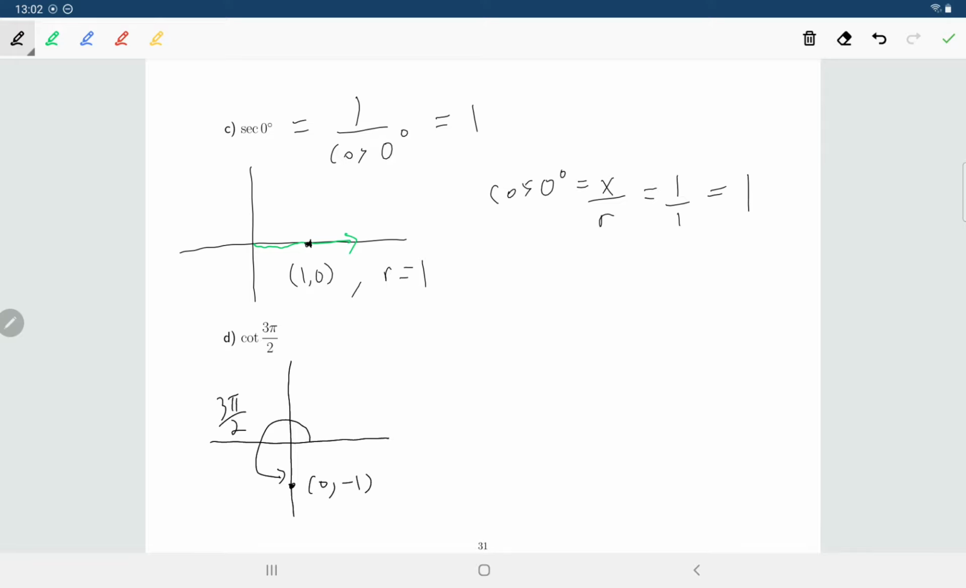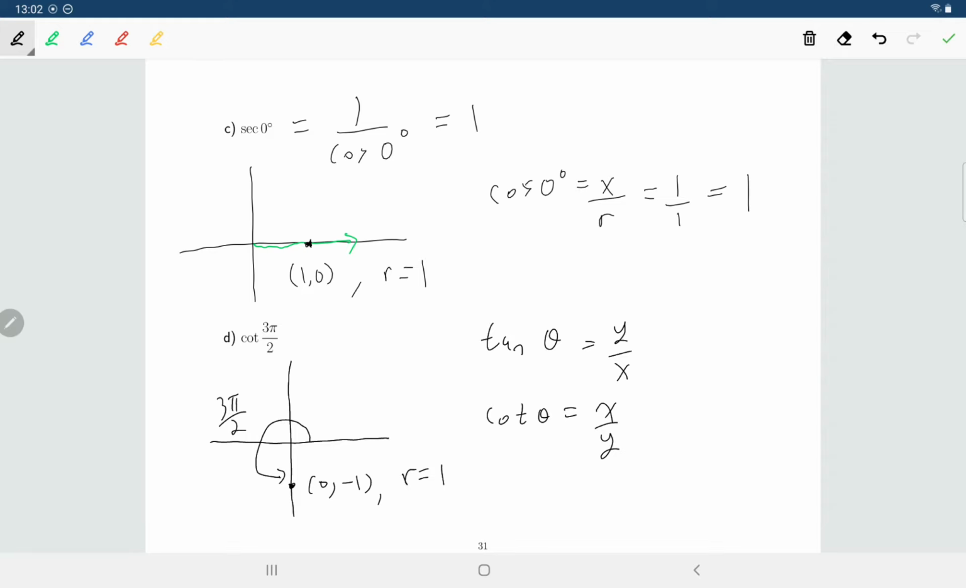And same thing with all of these. I've chosen all of these points to be 1 unit away from the origin just to make my work a little bit easier. So I have my point. I know the value of r is 1. And I know that tangent of any angle is y over x. And so that means that cotangent should be the reciprocal of that, which is x over y.